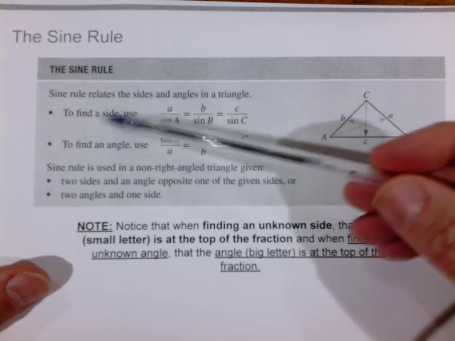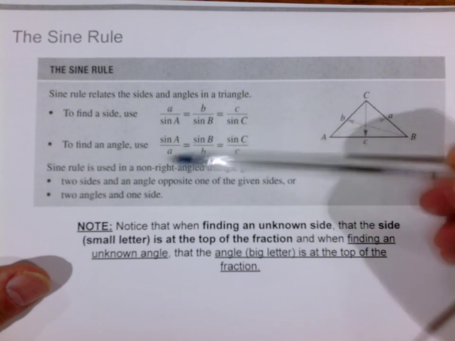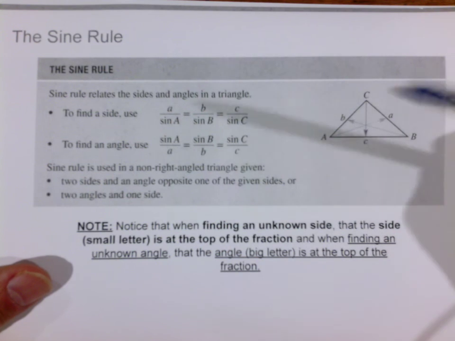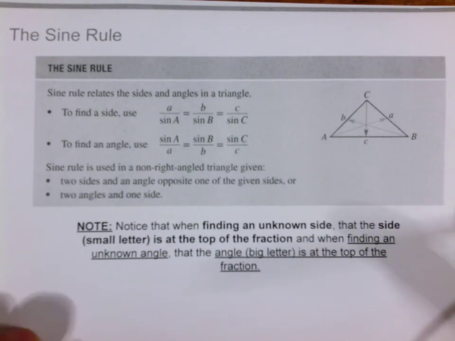So if you're finding a missing side, you use the formula this way. If you're finding a missing angle, we're going to flip it over. It still holds true, but it just saves us an extra step. So we're going to use that one if ever we're finding any missing angles. Okay, let's just get stuck straight into using it.